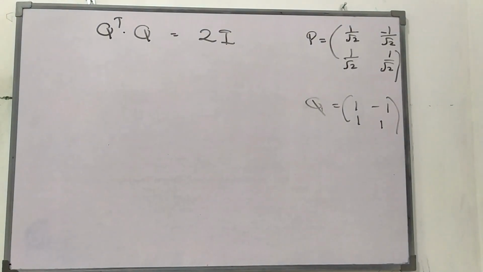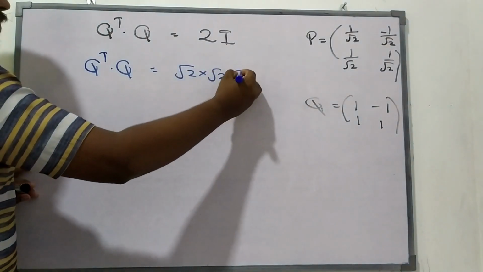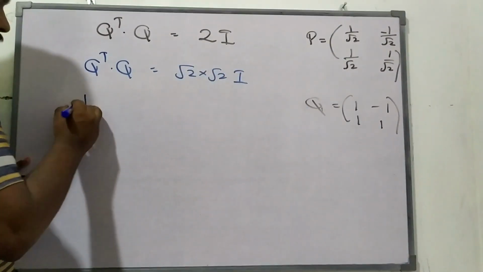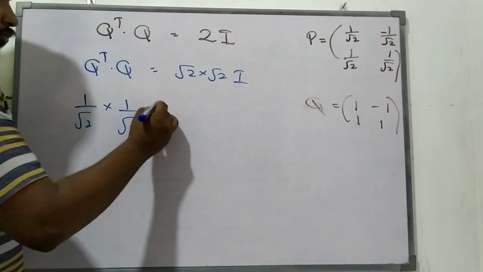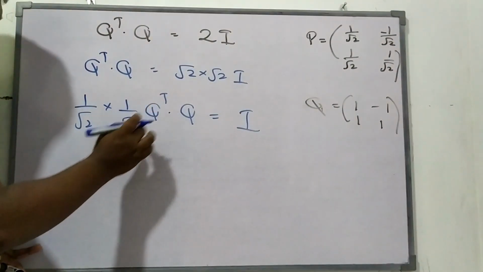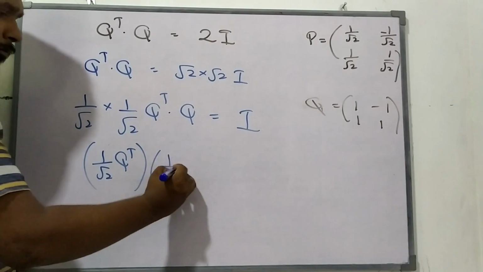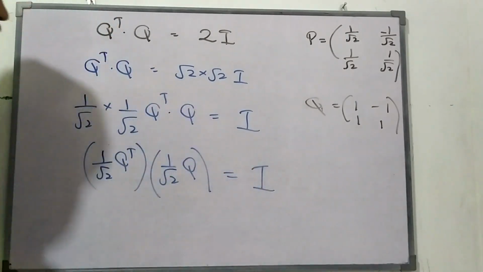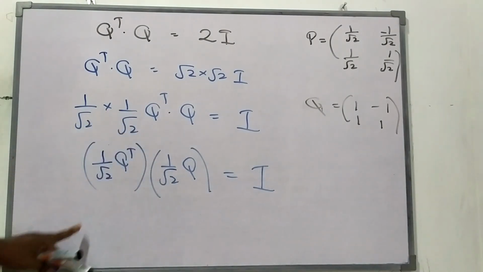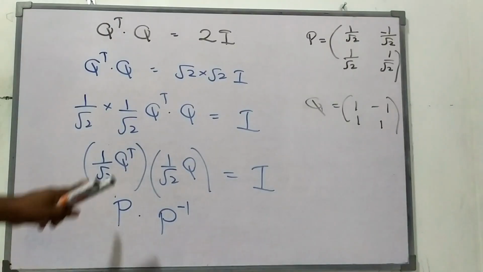Then we can write the 2 as root 2 into root 2 I. So I'm shifting the root 2, so 1 over root 2 Q transpose times 1 over root 2 Q equals I, right? So this is like P, and this is like P inverse.